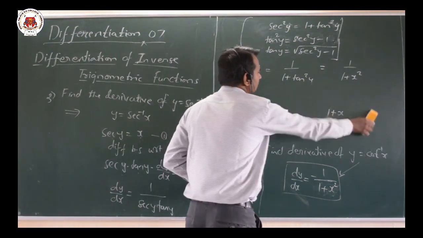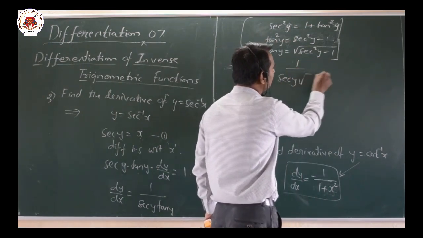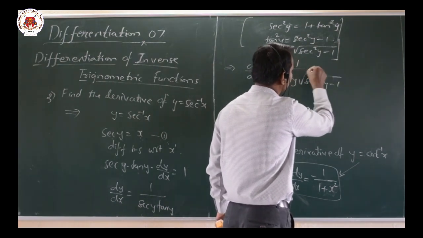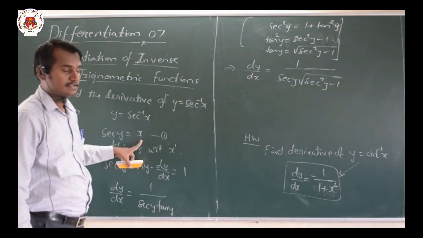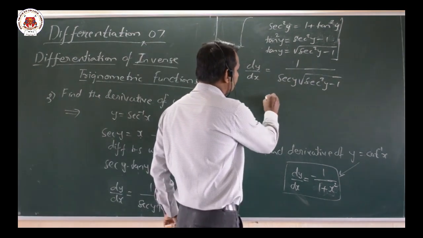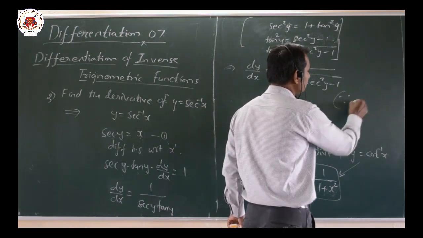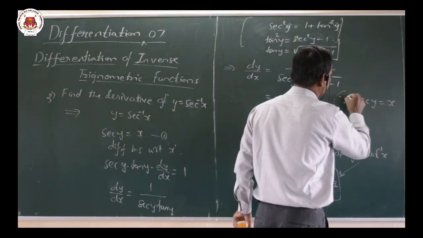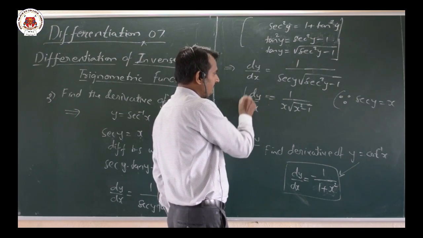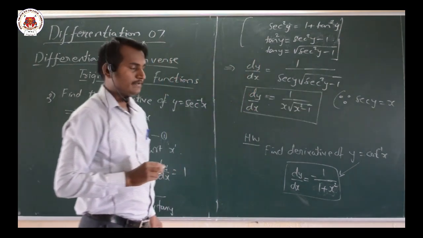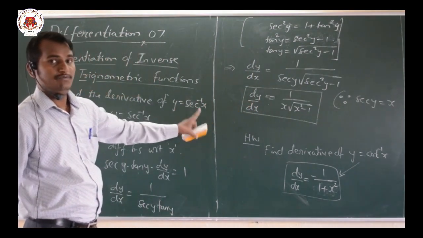So what we get is 1 divided by secant y into root of secant square y minus 1. Now what is the value of secant y? The secant y value is nothing but x, which I will substitute here. So we get 1 divided by x into root of x square minus 1, because secant y is equal to x. Therefore dy by dx will be 1 divided by x into root of x square minus 1. That is the required formula for the derivative of secant inverse of x.